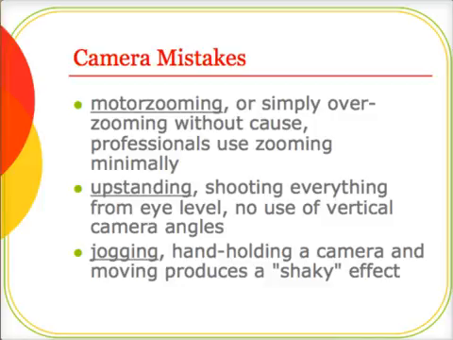Motor zooming is where you simply over-zoom without cause. Again, professionals use zooming fairly minimally, so don't zoom in and out, in and out, in and out in your videos. That's a common camera mistake. Upstanding is where you shoot everything from eye level. There's no use of those vertical camera angles where you're either looking down at a subject or up at a subject. And jogging is where you're hand-holding a camera and your moving produces a very shaky effect. And again, unless you're going for that shaky camera effect, it's not a good technique.